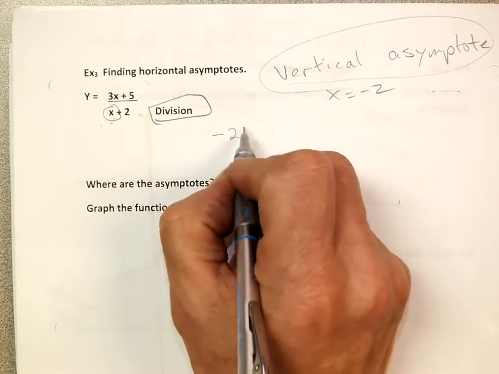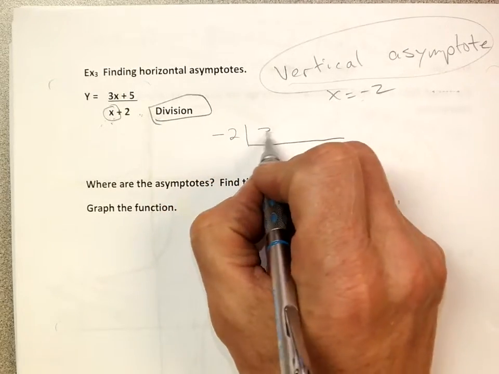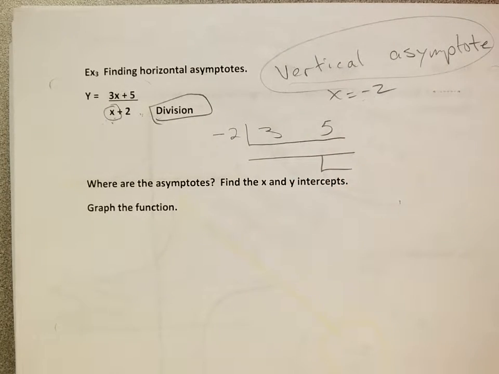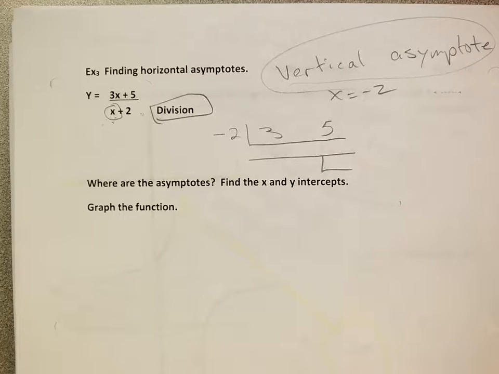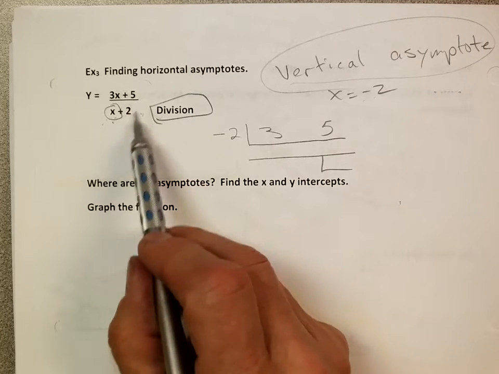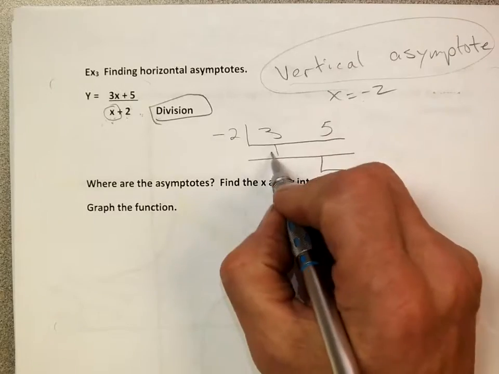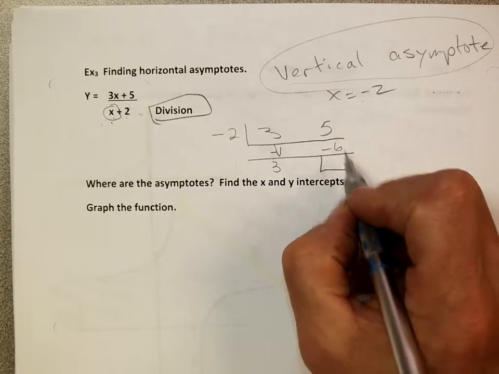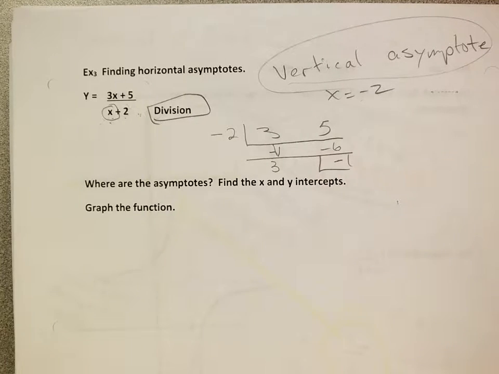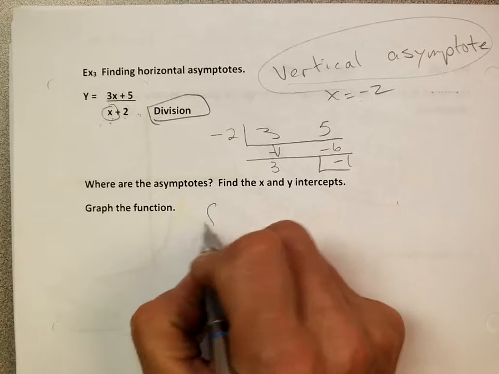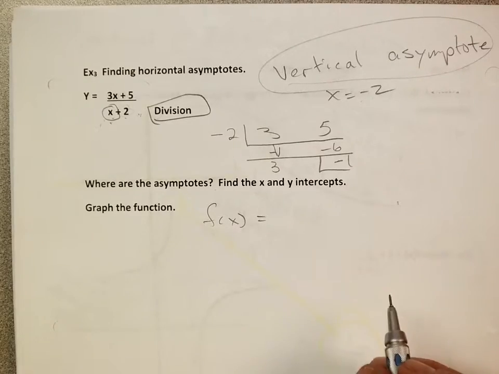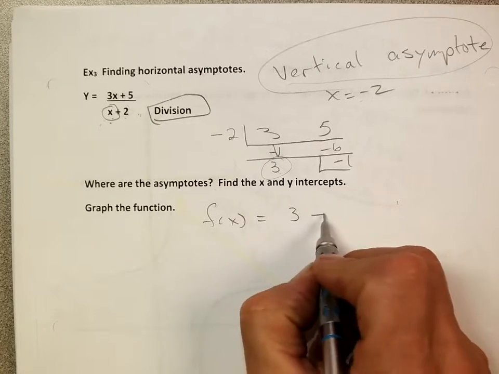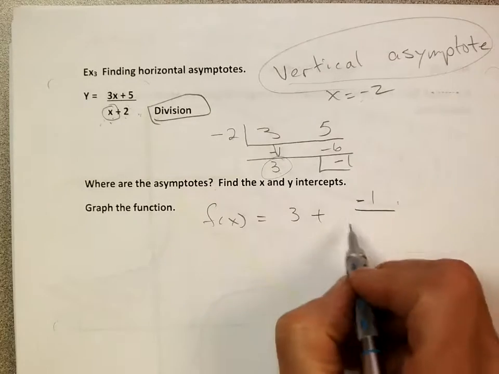Let's go -2 into 3, 5, right? Now, it's a really simple little synthetic division, but we can do it, okay? We take the opposite, remember? Bring down 3. 3 times -2 is -6. 5 and -6 makes -1. So it really becomes f of x equals 3 plus -1 over x plus 2.